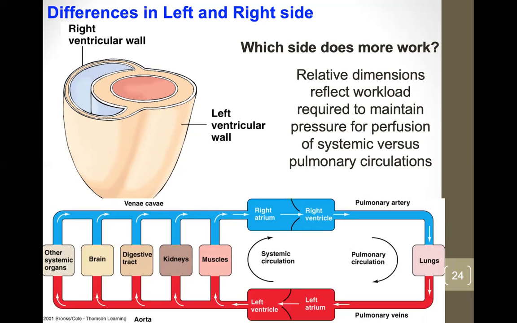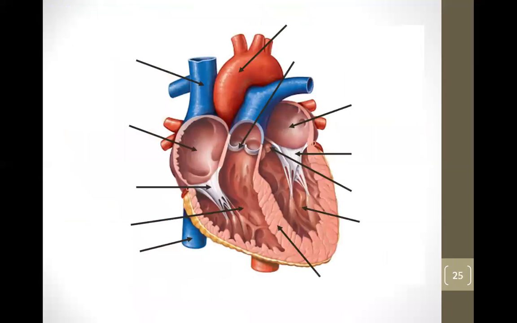Relative to the dimensions, looking at the workload, it's needed to maintain the pressure for perfusion, which is getting that oxygen to all the tissues, compared to when it's going to the pulmonary circulation. So there's a big difference there.